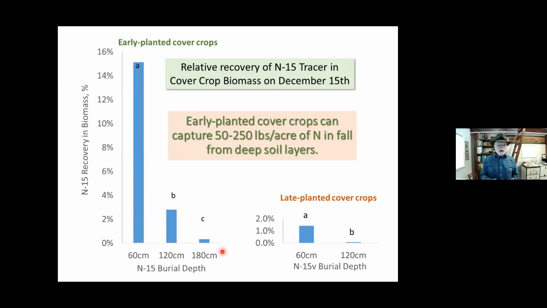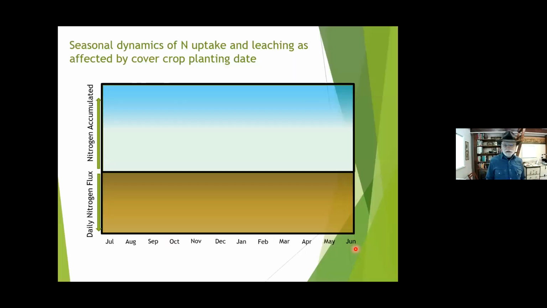So this is with rye and with forage radish, tillage radish some people call it. Those are deep rooting cover crops. Probably tillage radish is the champion on this. If we plant it later, about a month later, end of September, 1st of October, we picked up a little bit from 2 feet, almost nothing from 4 feet. We didn't even look at 6 feet. So we have good information that indicates if you don't plant it early, you're not going to capture all that deep nitrogen and clean it up.